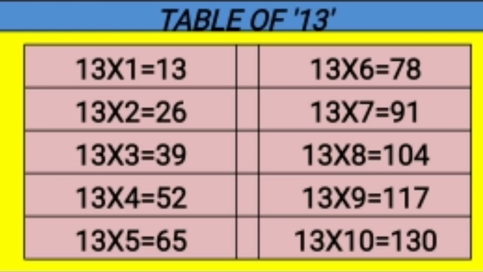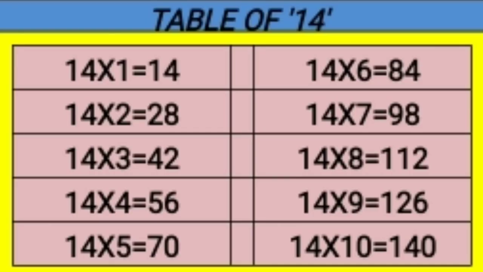13 sevens are 91. 13 eights are 104. 13 nines are 117. 13 tens are 130. Table of 14. 14 ones are 14.